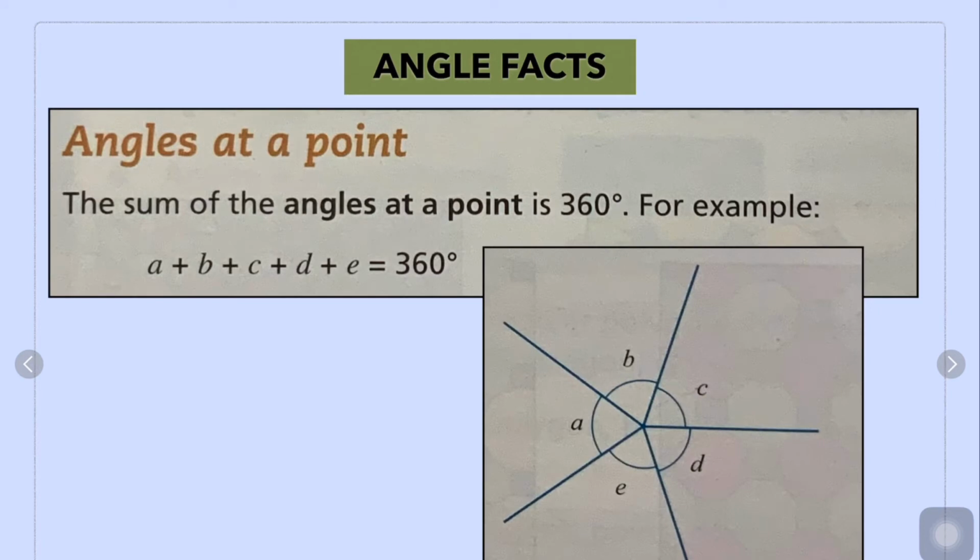Next one here, we have angles at a point. The sum of the angles at a point is 360 degrees. For example, we have 5 variables here, A, B, C, D, E. That is equal to 360. Look at this: A, B, C, D, E, and that is equal to 360 degrees.